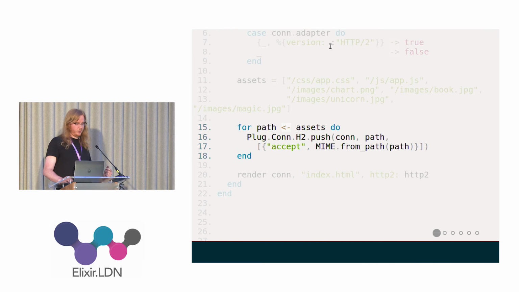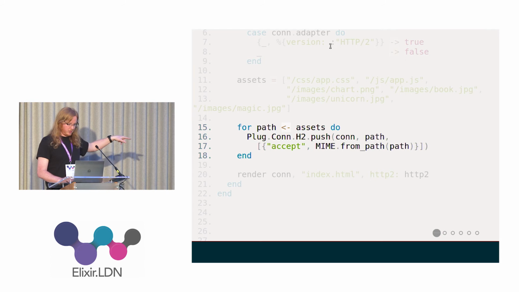The MIME module is a module that ships with Plug that is used for working out the MIME types of files. And one of the ways you can work it out is from the path, and it will return, you know, application/css or whatever the MIME type might be. And then we render it.